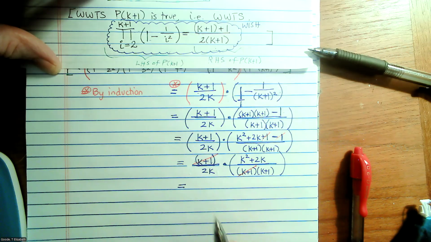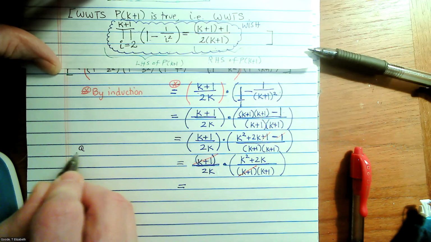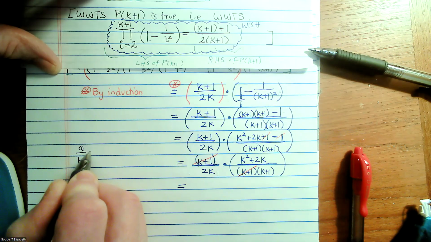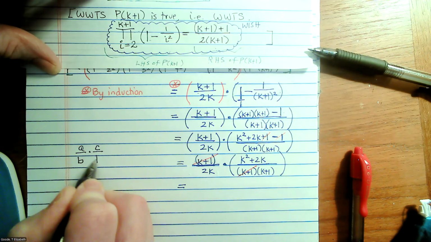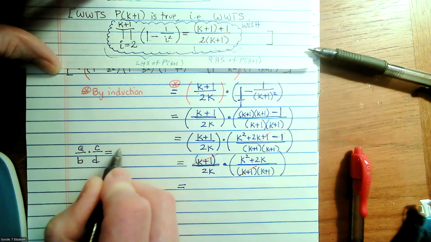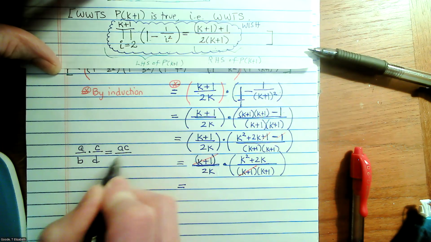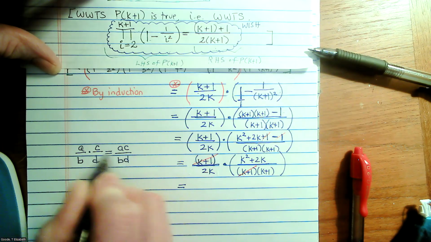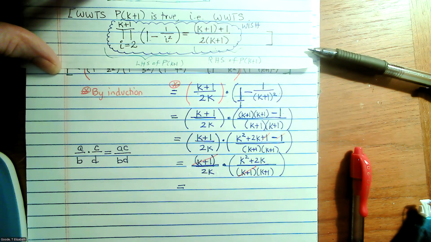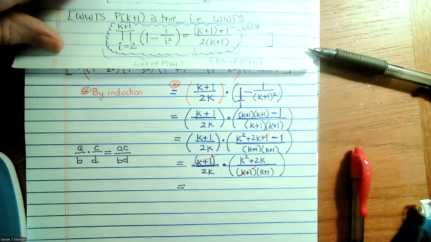And you know how to multiply two fractions, right? If we're multiplying a over b times c over d, you just multiply the tops together, and then multiply the bottoms together. I call it multiplying bikini style. Multiply the tops, multiply the bottoms.